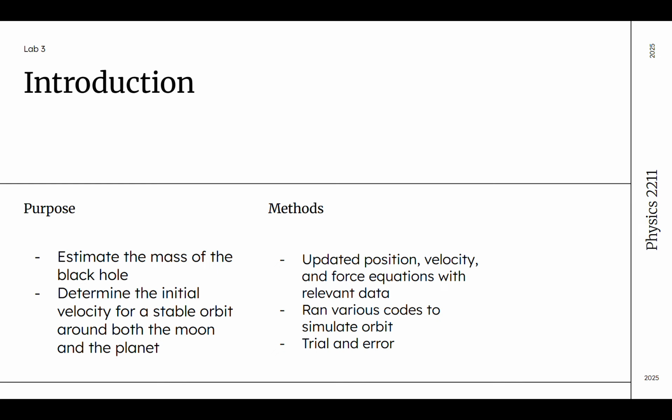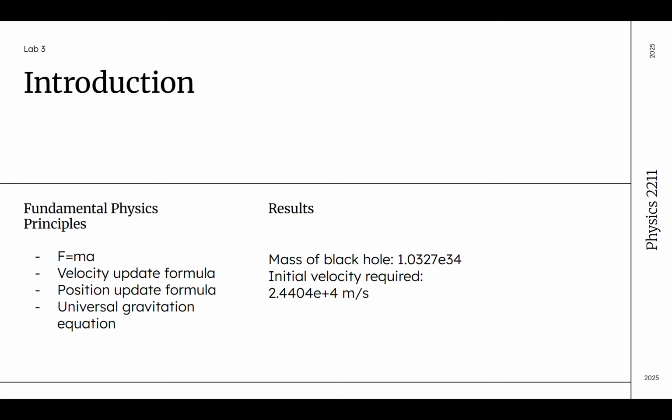The method we used was coding in GlowScript. The fundamental physics principles were Newton's second law and all the derivations of it. So, final velocity equals initial velocity plus F net over m times the change in time, and final position equals initial position plus average velocity times the change in time, and then F equals ma, and the universal gravitation equation, which is negative G, mass of both things over the radius between them squared times the negative unit vector.